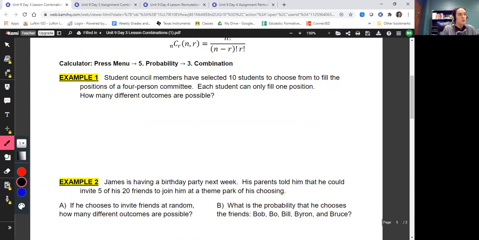So when we are dealing with combinations, again, order doesn't matter. We will go to our calculator, and from the calculator page, press menu, and then probability, and then combination. And let's have NCR, and then parentheses pop up on our screen.